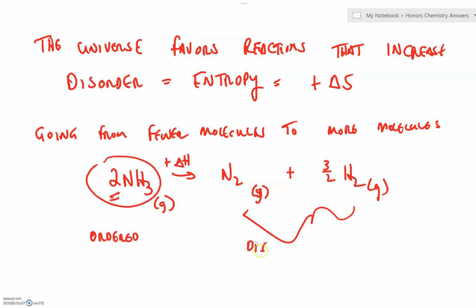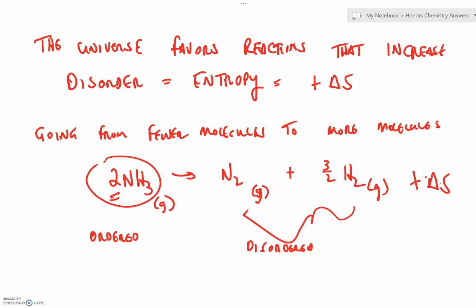But this side is pretty disordered, and the universe likes that too. So this reaction, we're not really worried about the delta H in this case, but we do know that this reaction would have a positive delta S. Okay? How are we going to use this?